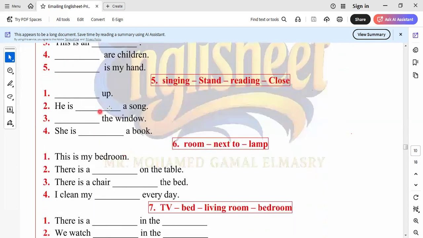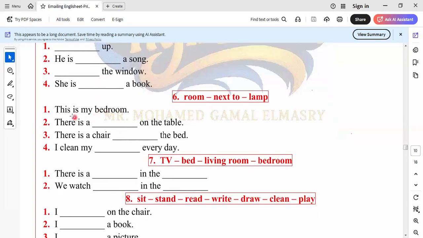Let's go to another one. I would like to answer another question in this part. Here, stand up. He is singing a song. Close the window. She's reading a book. So this is my bedroom. There is a lamp on the table. Here it will be lamp.